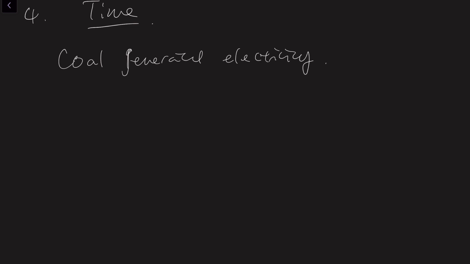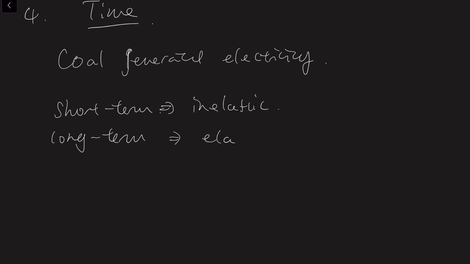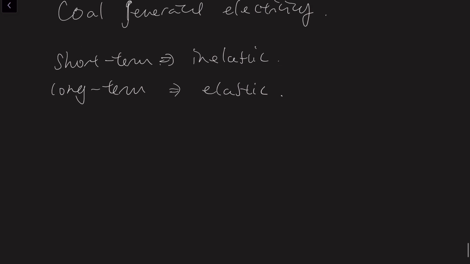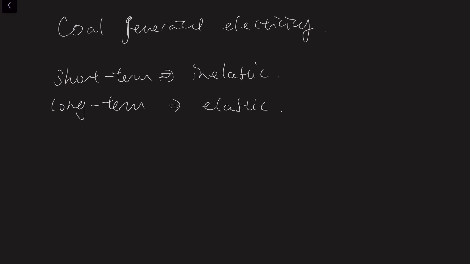The last one, time. Usually, if we think about coal-generated electricity, well, in the short term, it is very inelastic. You can't install solar panels within 1 day, but in the long term, it is very elastic. After 10 years, 20 years, every household may have solar panels on their roof, may have a battery to store this electricity. Eventually, we may have zero demand for coal-generated electricity.